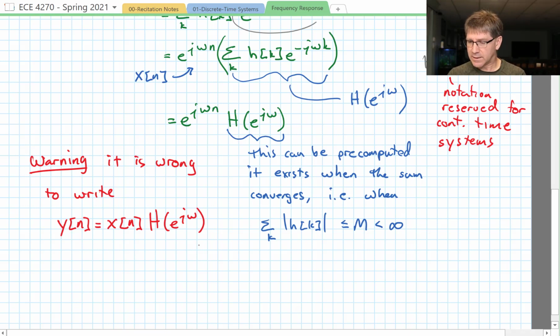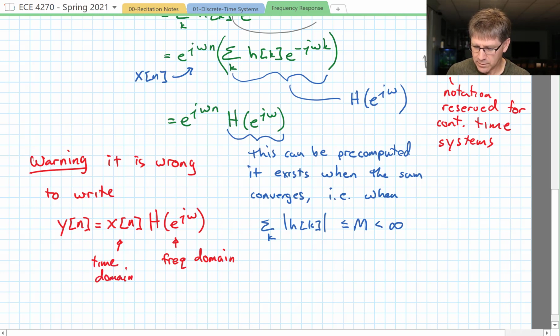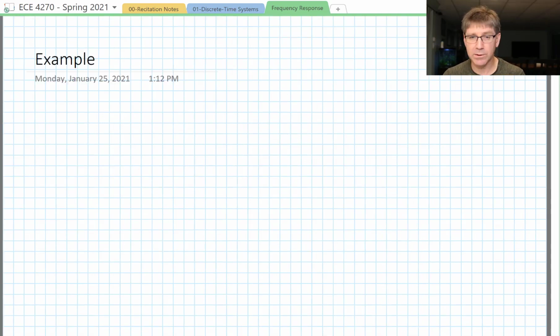Instead, this is called mixing domains, because this is generally thought of as the frequency domain. It's a function of frequency. And this is the time domain. It's a function of time. We will talk about ways to do this correctly, and we'll do that later. But first I just want to run through an example for this lecture.